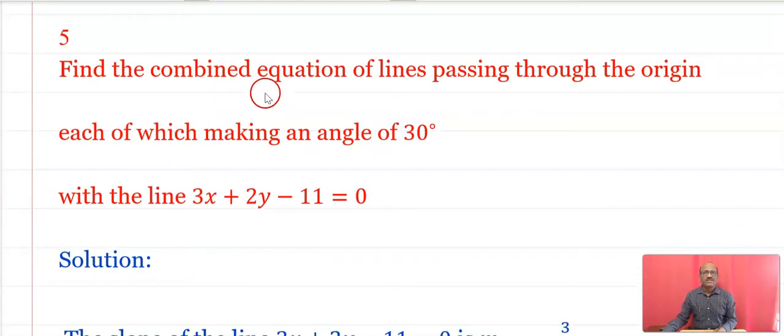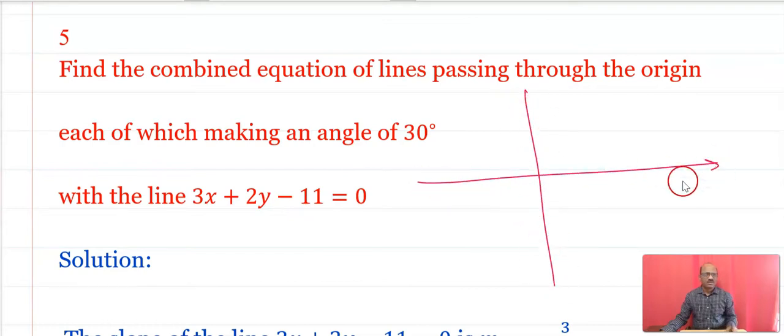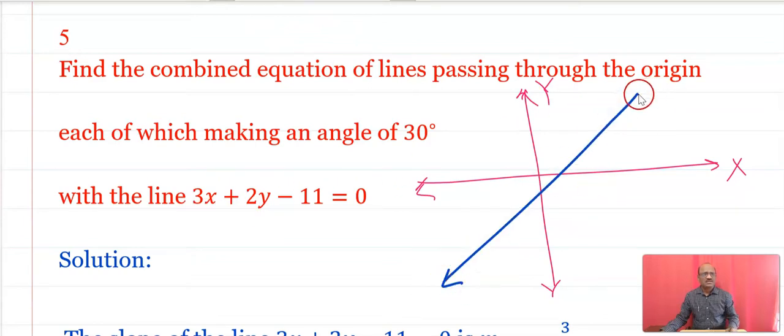Next question: find the combined equation of the lines passing through the origin, each of which makes an angle of 30 degrees with the line 3x + 2y − 11 = 0. Suppose here is a coordinate geometry, the x-axis and the y-axis. What's actually happening here? Suppose this is my line, it's a given line, which is 3x + 2y − 11.